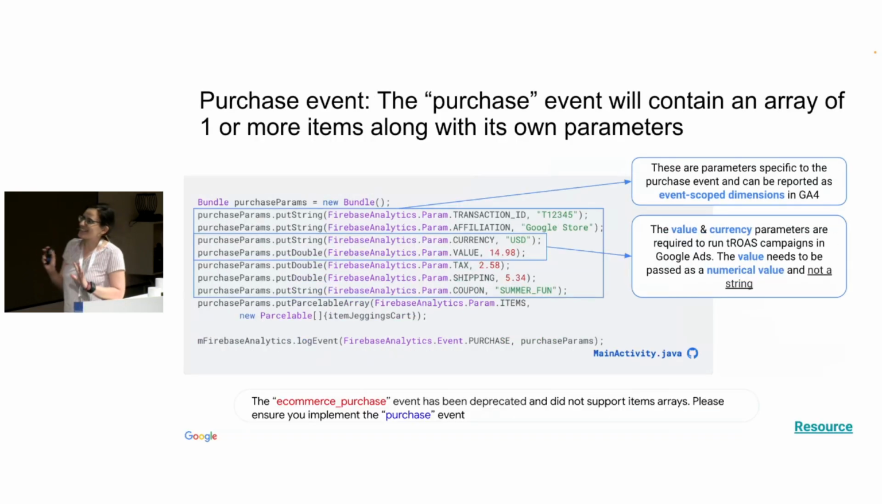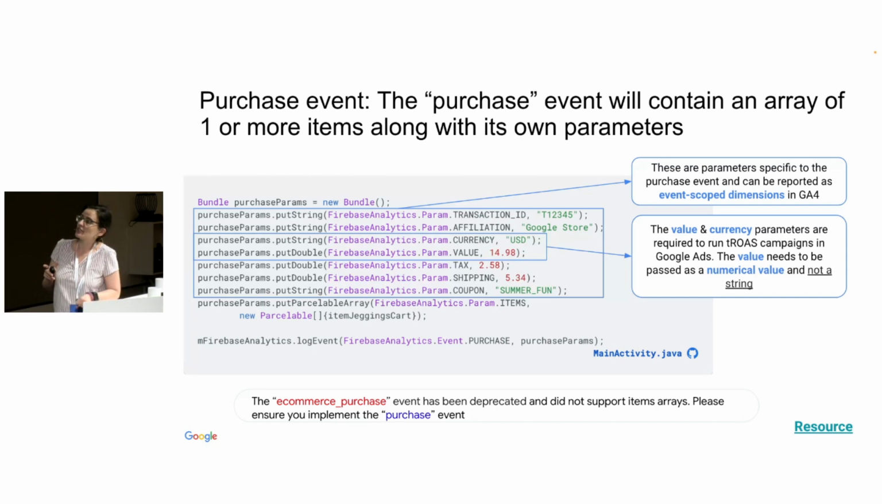And this is the part of the code on the event level. The event also has its own parameters, transaction ID, affiliation, currency, and so on. Obviously, again, currency and value, those are the parameters that will be used for the campaign. Again, please pass value as numerical, not a string, and currency as the 3-letter standard.